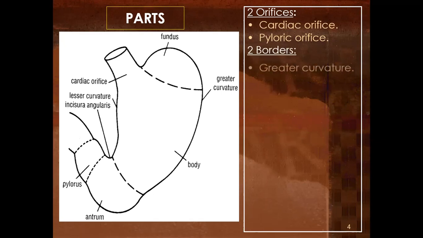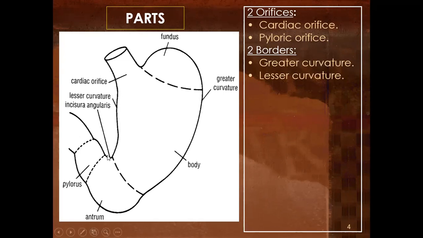Then it has two borders. One is the greater curvature, this big long curved border of the stomach, which is the left border of the stomach, called the greater curvature, or also the left border. Then we have the right border of the stomach, called the lesser curvature. These are called greater and lesser depending on the size. The lesser curvature is short, so it is called lesser, and the greater curvature is very long, so it is called greater. It is not straight, but curved. That's why it is called curvature. Greater curvature and lesser curvature, or the left border and the right border of the stomach.